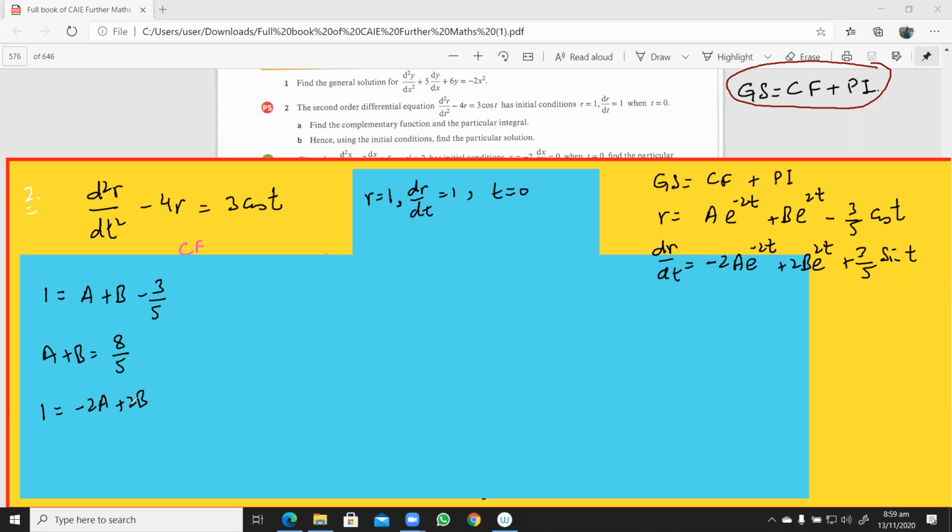Now solve these equations simultaneously. Let me call this equation number one, and this equation number two. I'm going to multiply the first equation by 2. This is going to be 2a plus 2b equal to 16 over 5. Adding, the a's cancel, so I have 4b equal to 21 over 5. So this gives me b equal to 21 over 20.